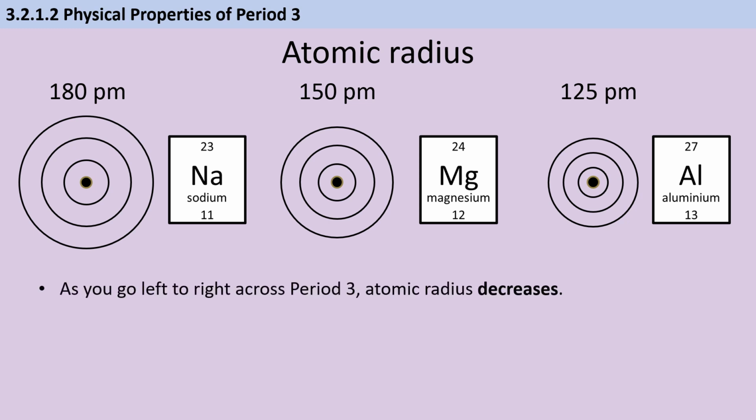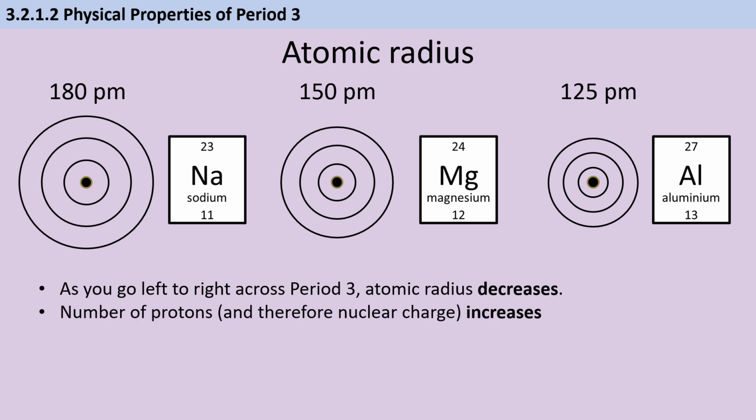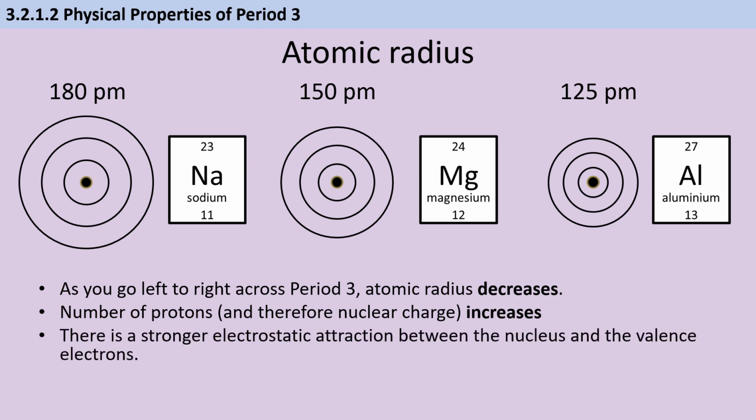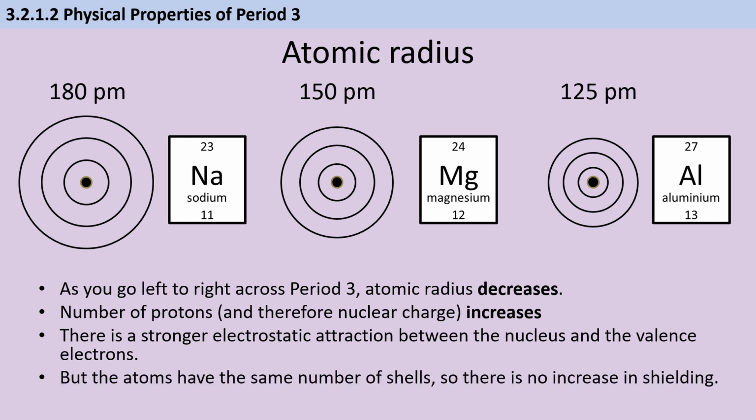So the first trend is that as we go left to right across the period, the atomic radius decreases. And the reason for this is that we're increasing the number of protons and therefore the nuclear charge. And this means that the strong electrostatic force of attraction between the nucleus and the outer shell electrons gets stronger. There aren't any more shells, everything in period 3 has 3 shells, so we're not having any increase in shielding, so it's just the nuclear charge that is affecting the radius.